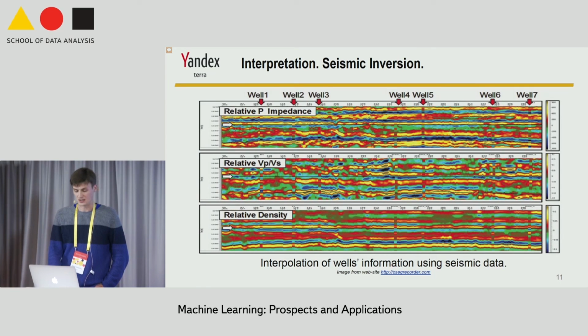Well data are the most accurate measurements, but they are very expensive, and so they are several times more expensive than seismic surveys. So one of the most important tasks of seismic data interpretation is to interpolate the information that well data contain using seismic data.